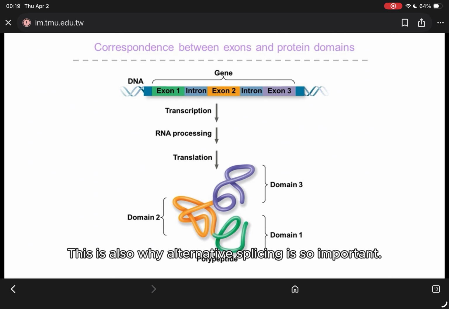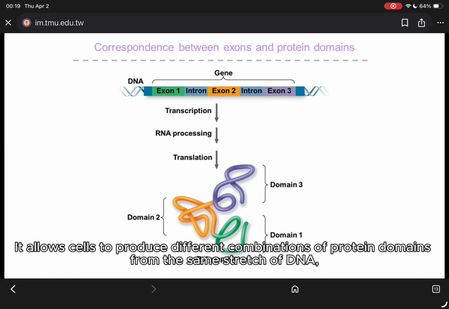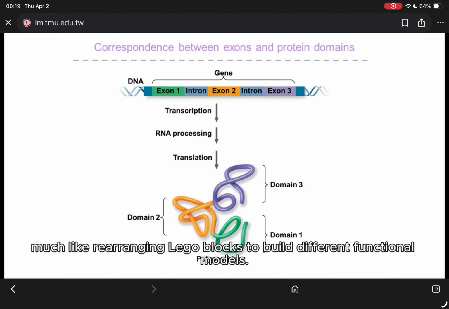This is also why alternative splicing is so important. It allows cells to produce different combinations of protein domains from the same stretch of DNA, much like rearranging Lego blocks to build different functional models.